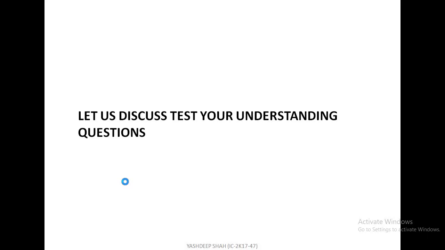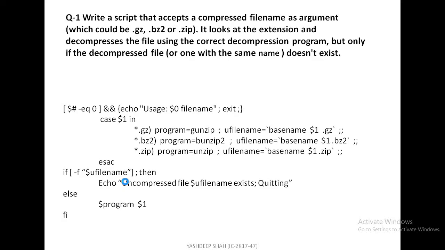Let us discuss test your understanding questions. So question first, write a script that accepts a compressed file name as argument. It looks at the extension and decompresses the file using the current decompression program, but only if the decompressed file doesn't exist. So according to the question, we have to first write a script which accepts the file name as argument.